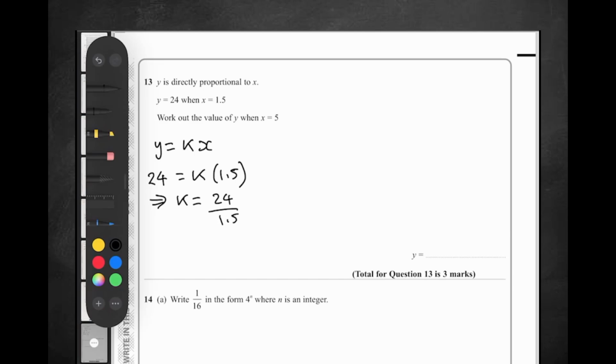We'll rearrange this equation to make k the subject. 24 divided by 1.5, which is the same as dividing by 3 over 2, which is the same as multiplying by 2/3. So 2/3 of 24 is 16. Therefore, when x equals 5, y equals 16 times 5. So y would equal 80.